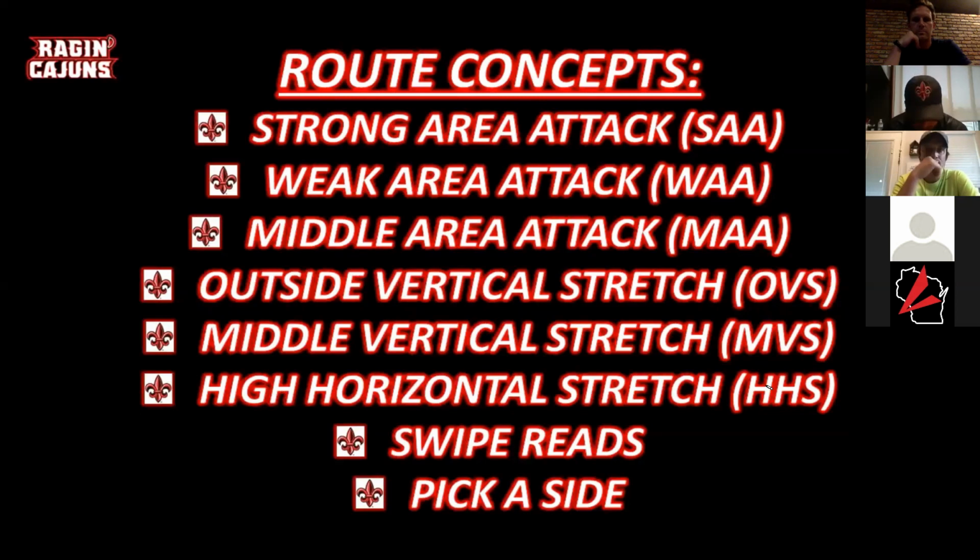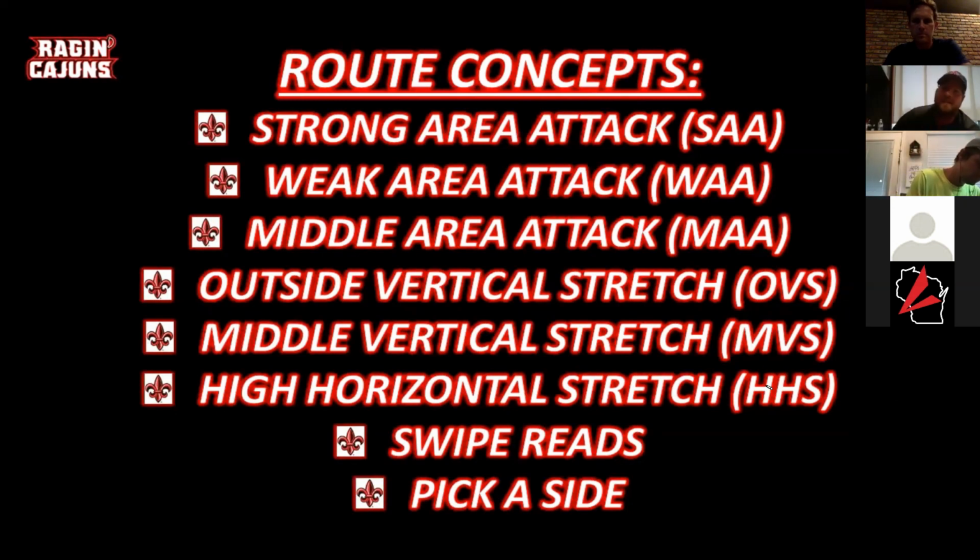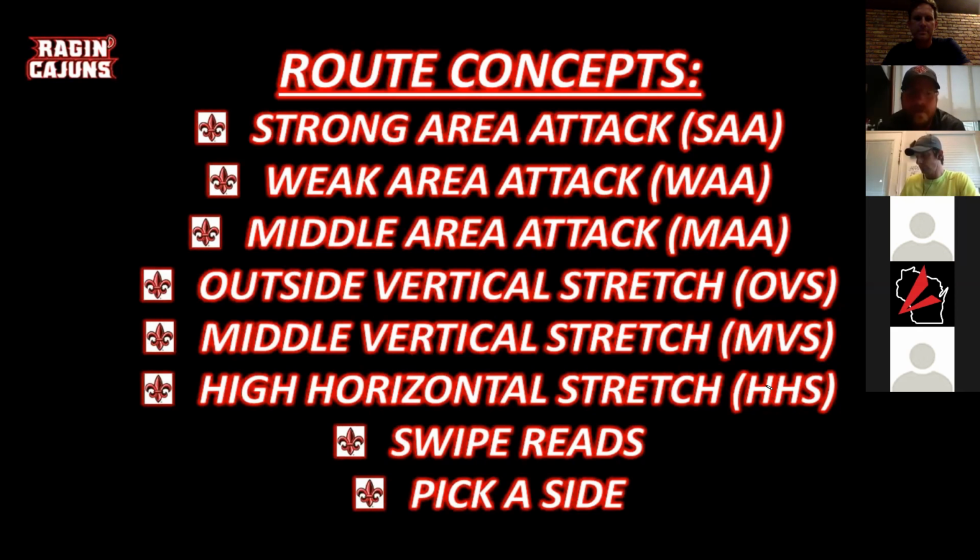I feel like the route concepts can get pretty watered down, right? Everyone has conversions to their route concepts. They have things they like. What we try to do is group them into buckets. So we talk about strong area attack. Strong area attack is either a horizontal or vertical stretch of the strong flat defender. That could be stick, it could be curl flat, it could be smash, but that's strong area attack. And then we talk about weak area attack being the exact same thing: a horizontal or vertical stretch of the weak flat defender. Could be the boundary corner in a 2-deep concept, the boundary curl flat player in 3-deep, what have you.